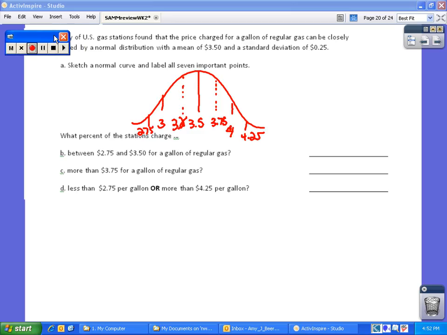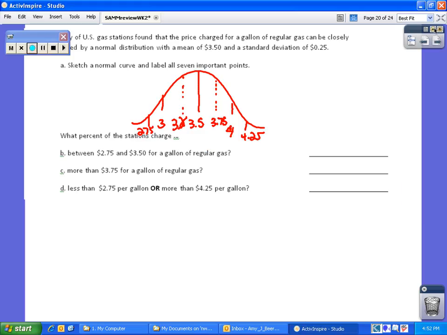For the next problem, a survey of U.S. gas stations found that the price charged for a gallon of gas can be closely approximated by normal distribution with a mean of 350, so I put that right in the middle, and a standard deviation of 0.25. I sketched my normal curve and I labeled the 7 important points. The first one asks, what percent of the stations charge between 275 and 350?